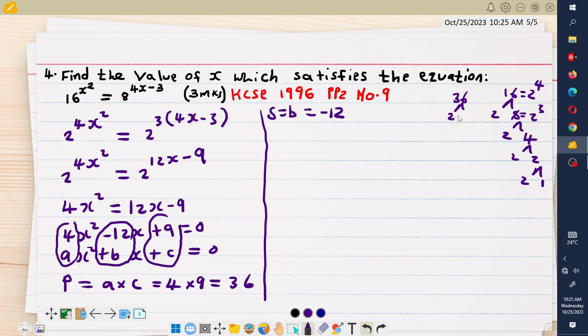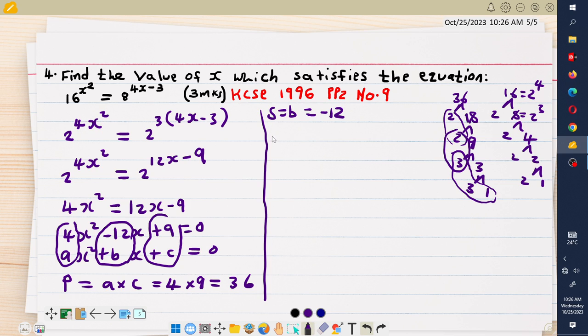So 36 divided by 2, we will get 18. Then by 2, we are going to get 9. Then of course by 3, you are going to get 3. Then by 3, you are going to get 1. So we need a combination that will give us 12. Of course, if you combine 3 by 3, that one is 9. Then if you add 9 plus 4, that will give you 13. So I need a different combination, so I can combine 2 and 3, because I know that 6 and 6 will give me 12.